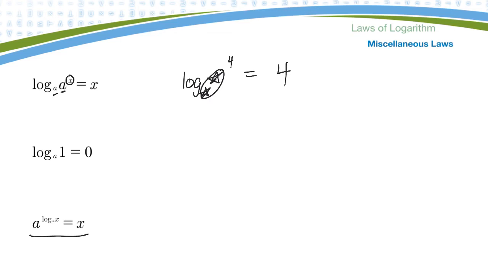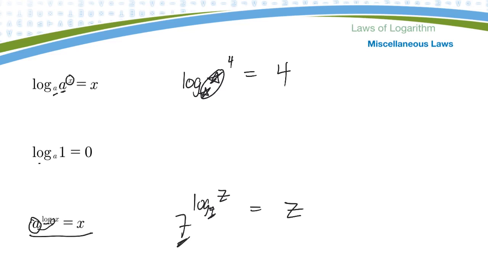Similarly, here on the bottom, if I have a base raised to a logarithm and this base is the same, if those two are the same, your answer is just x. So say I had 7 to the log base 7 of z. So this and this match, so my answer is just z.